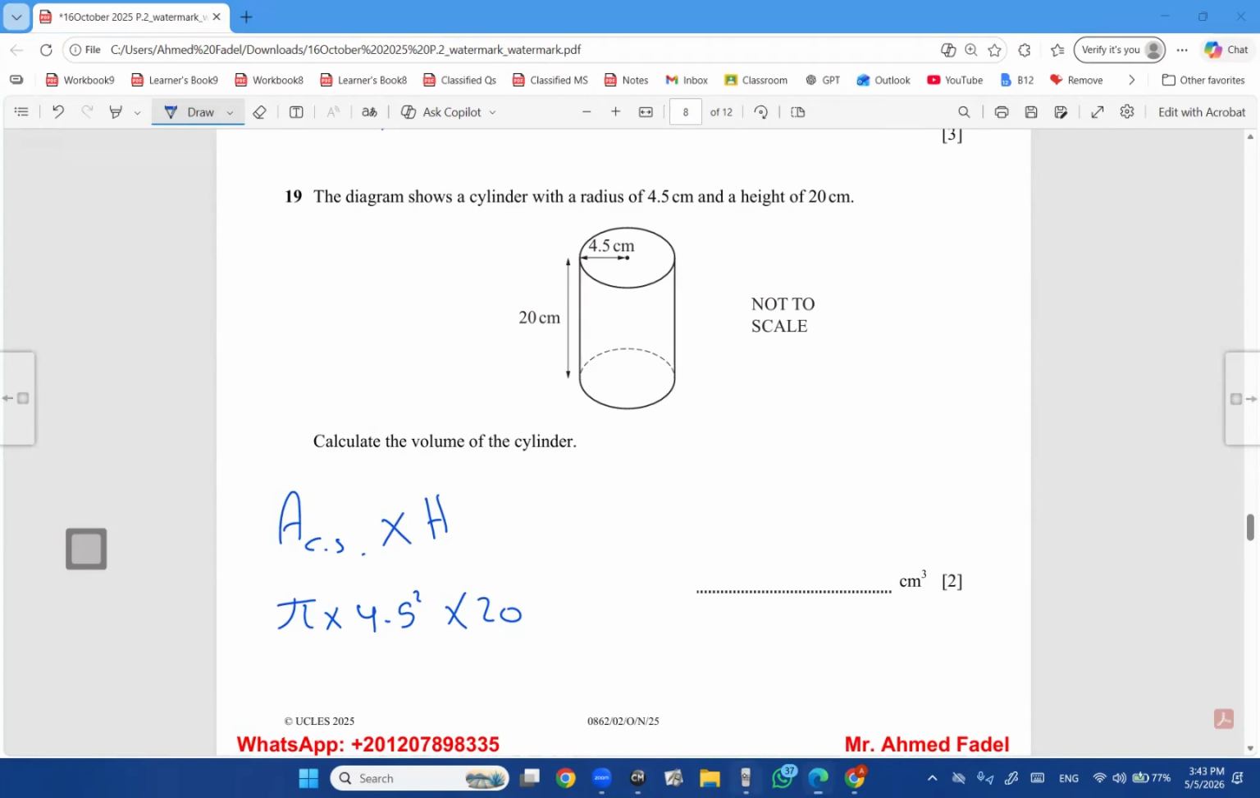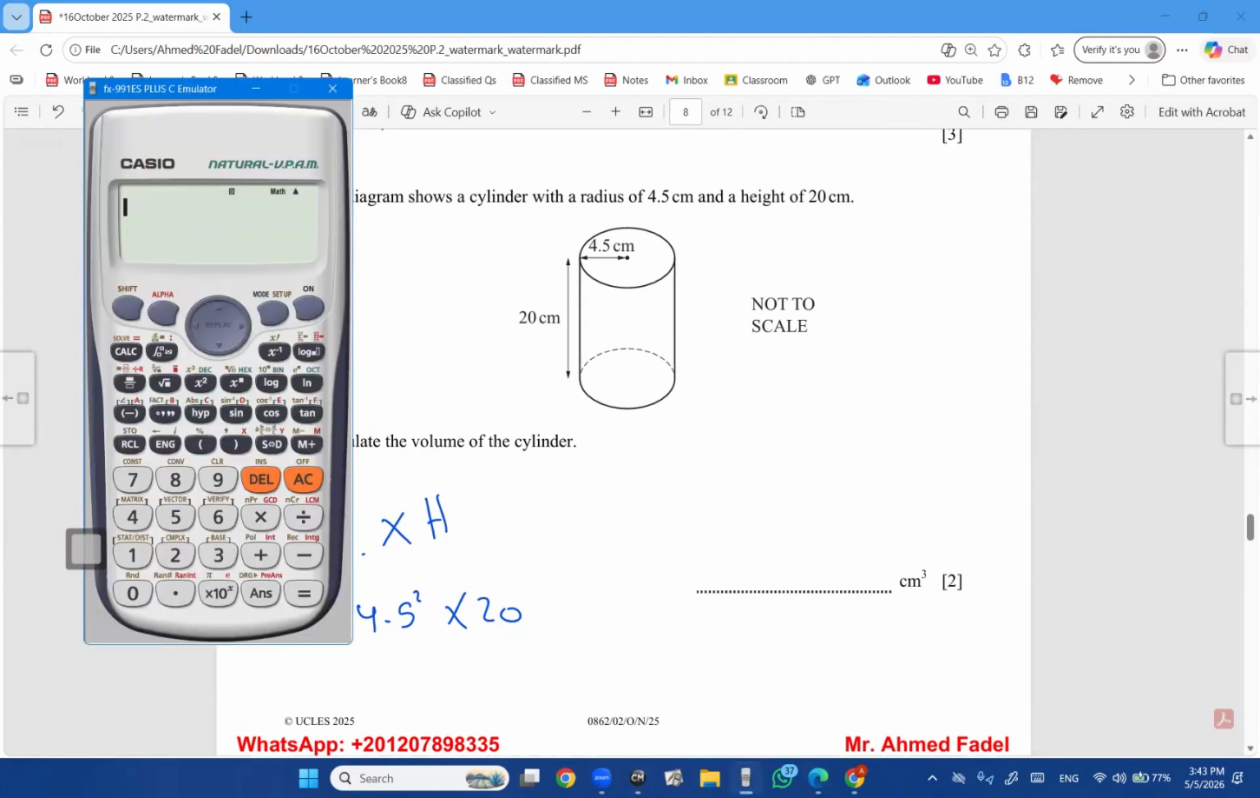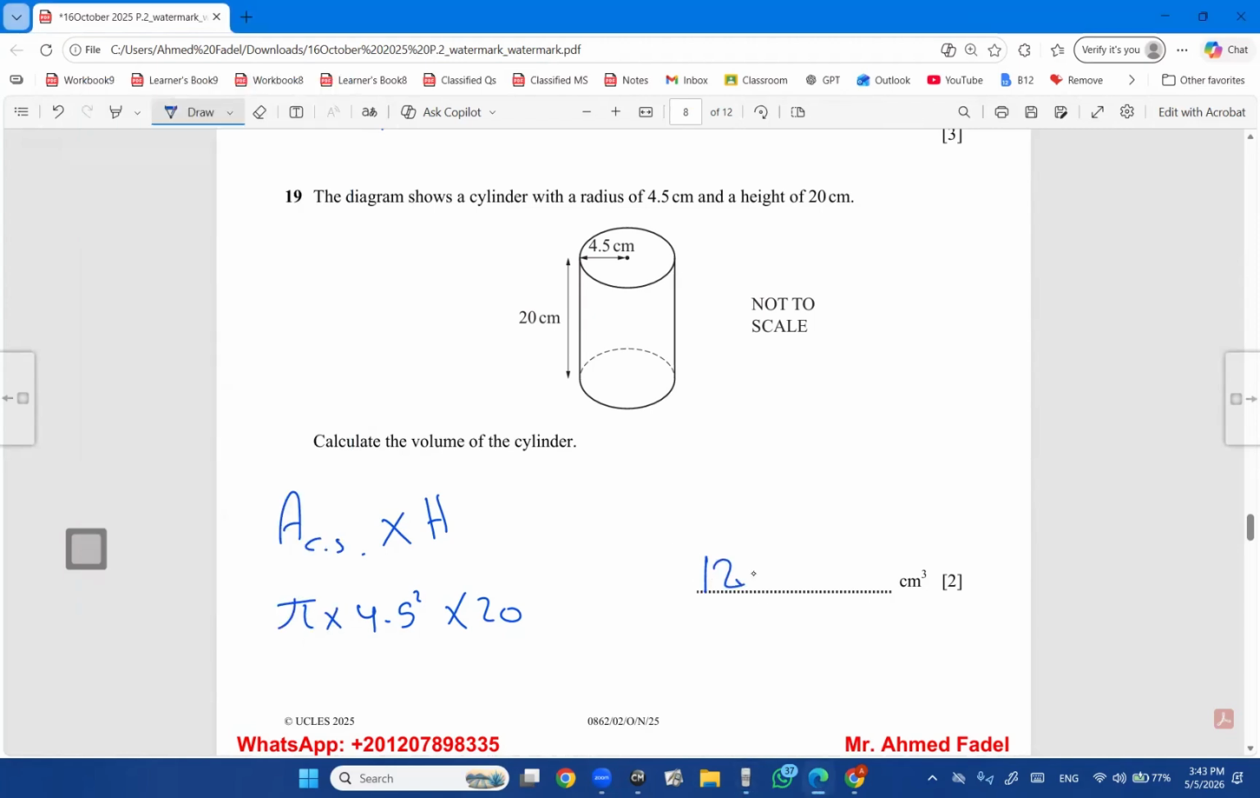A very straightforward question, mister. So pi multiplied by 4.5 squared multiplied by 20 equals 405 pi. That is accepted. You're going to take the 2 marks for 405 pi. If you wanted it this way, 1272.3 is also accepted.